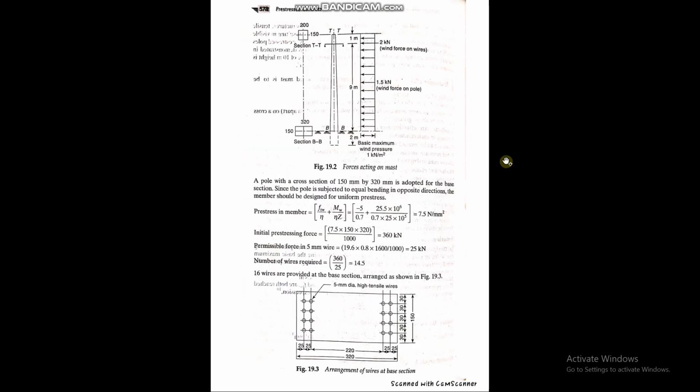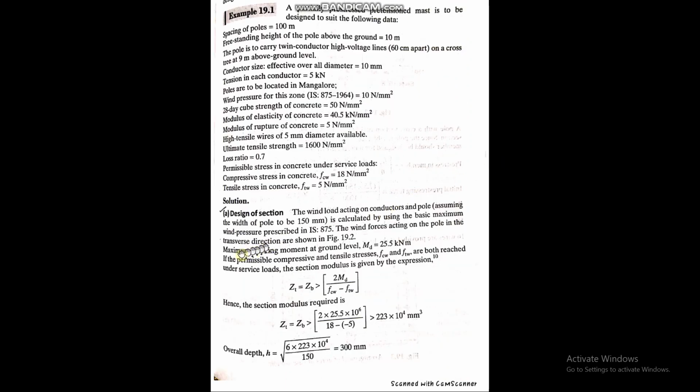Now coming back to the problem, the maximum working moment in this case at the ground level is 25.5. So I just showed you how this moment calculation and load calculation is happening, and they have just skipped it here. So you have a maximum working moment of 25.5 kilonewton meter.